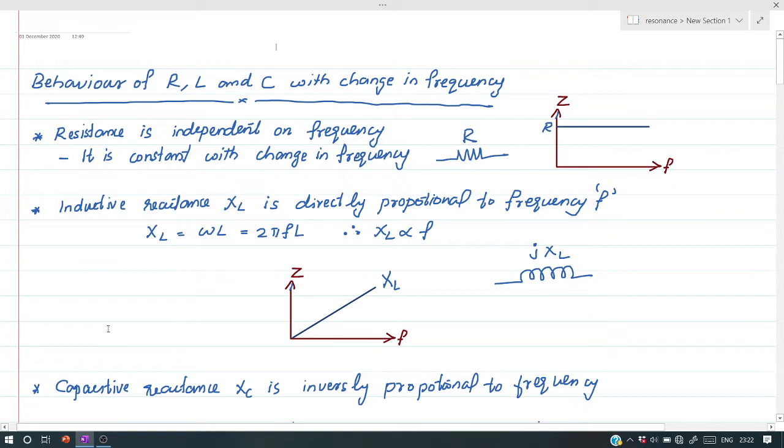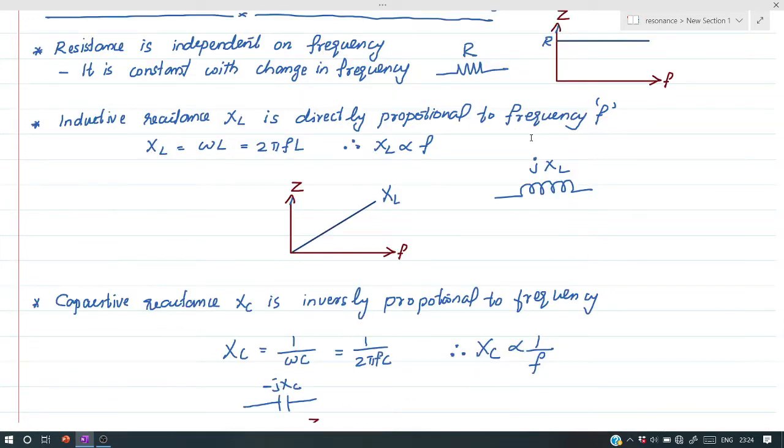Next one is capacitance. As we know, Xc is equal to 1 by omega C, which is equal to 1 by 2 pi FC. Therefore, we can say that capacitive reactance Xc is inversely proportional to frequency F. And it can be expressed in this way, that is minus jXc.